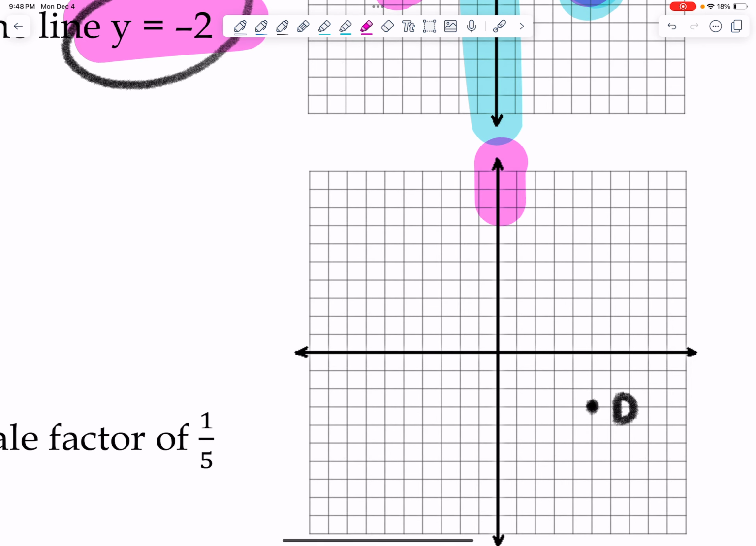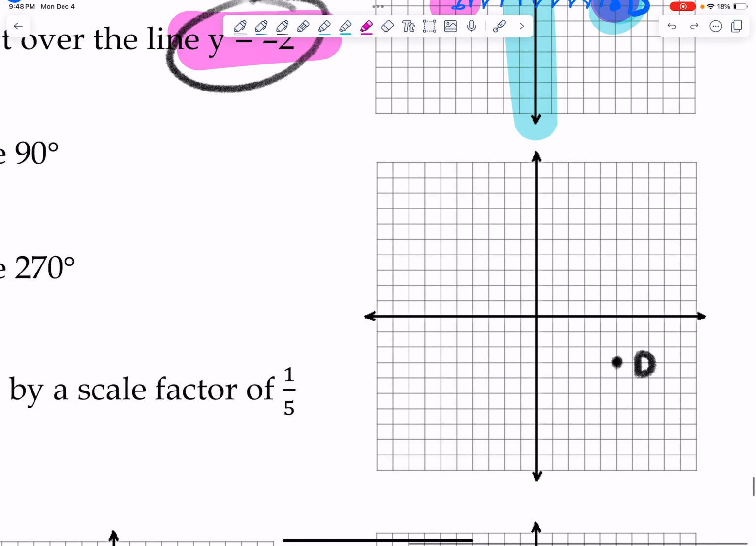The y-axis is this one, but that's not the line I'm reflecting over. I'm reflecting over the line that goes through the y-axis. So it's going to arrow through the y-axis. I kind of think of it like a bow and arrow. It's going to go through the y-axis at -2. So here's -2 on the y-axis.